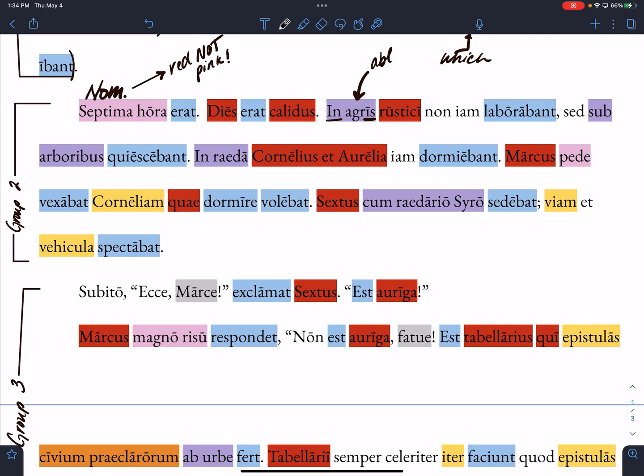Okay, arbor, arboris, third declension, masculine/feminine. Let's go through those endings: es, um, ibus, es, ibus, right? That's the plural. Okay, good. Keep going. In the carriage, Cornelius and Aurelia were sleeping. Yep. What did y'all do with iam though?